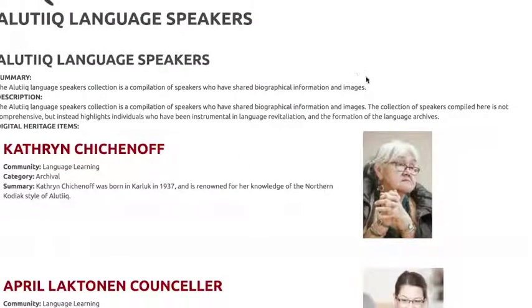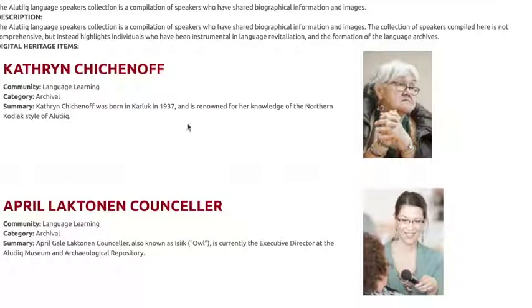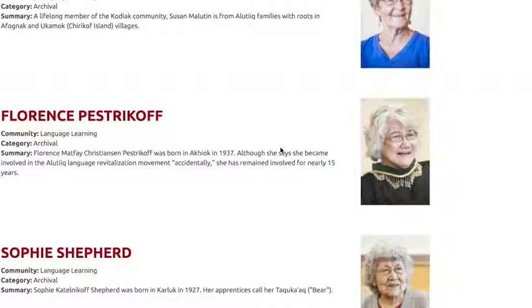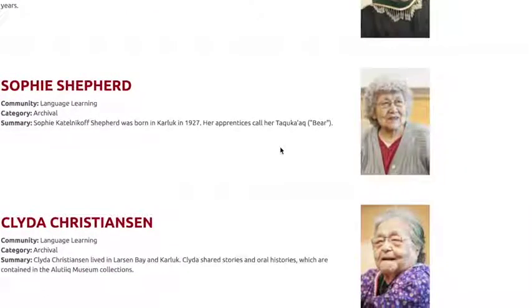We're given a brief summary about this collection and a description as well. Down below, we'll see specific items that we can click on. Each one of these items is a unique individual with some summarized information about that person. We can scroll down and find the person we're looking for, or click on anybody who maybe piques our interest. Let's click on Sophie Shepherd just as an example.